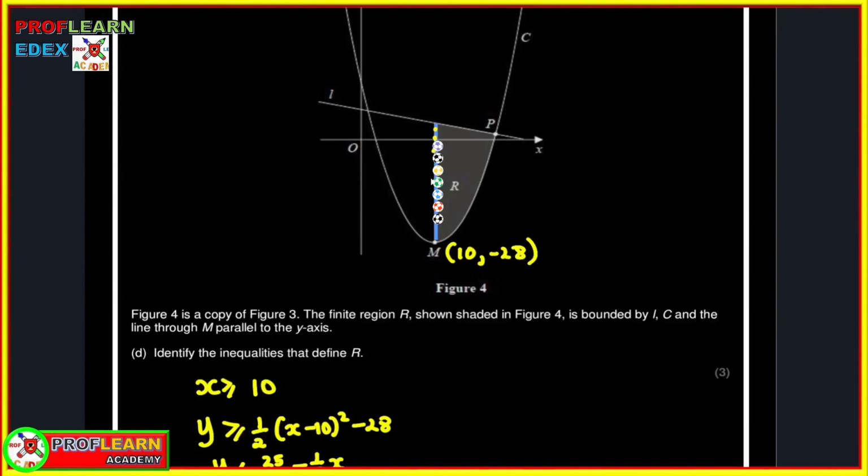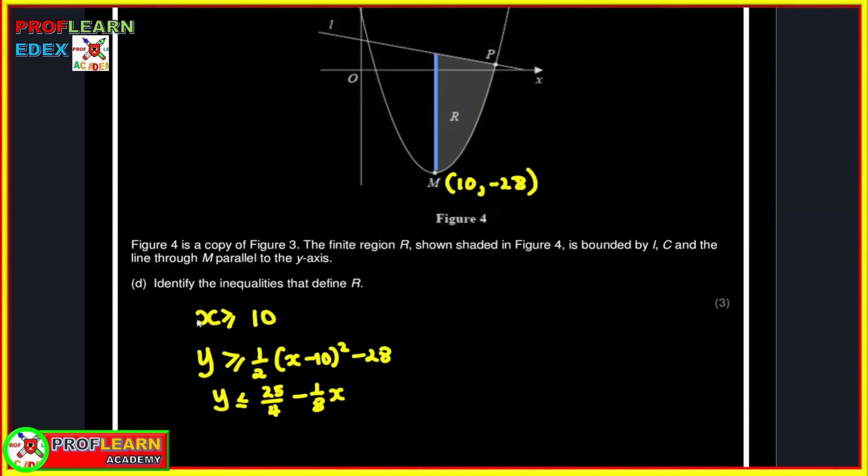So using this line here, we can say the inequality is going to be x is greater than 10. The second inequality is going to be y is greater than or equal to the quadratic equation a half into x minus 10 squared minus 28. Then we also have y is less than or equal to 25 over 4 minus 1 over 8x.